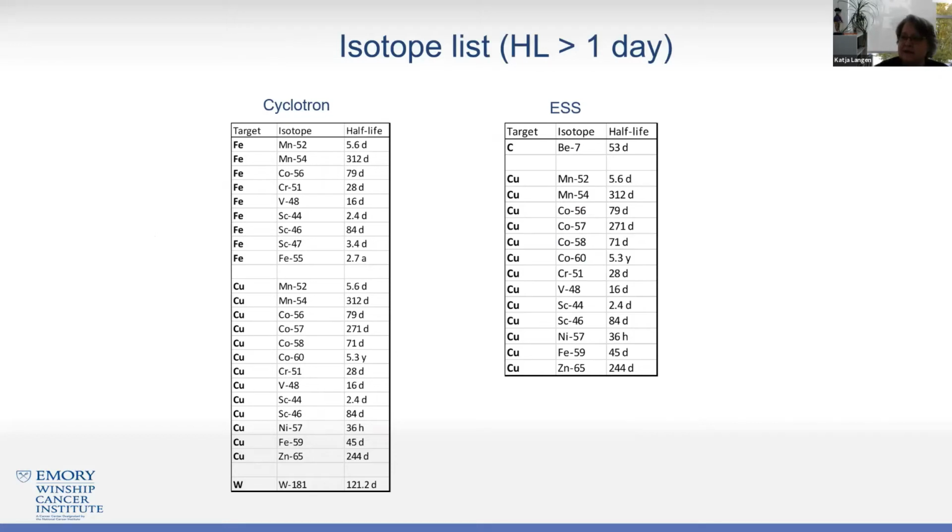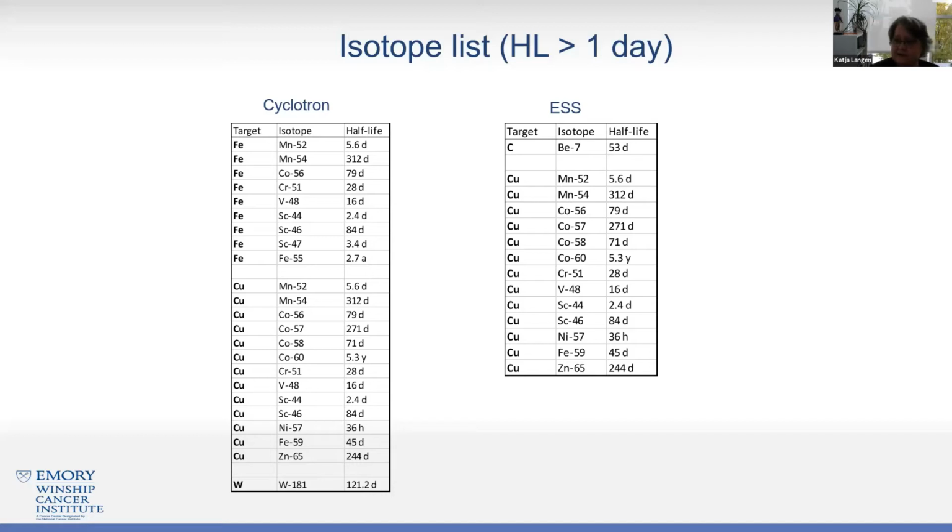We looked at the isotope lists that we would produce in our cyclotron as well as in the energy selection system. The cyclotron is mainly steel and copper. There's some tungsten in there. And the energy selection system consists of a carbon wedge as well as copper slits. And here you can see the half-lives. If you look through the list, you find that cobalt-60 is the isotope with the longest half-life.